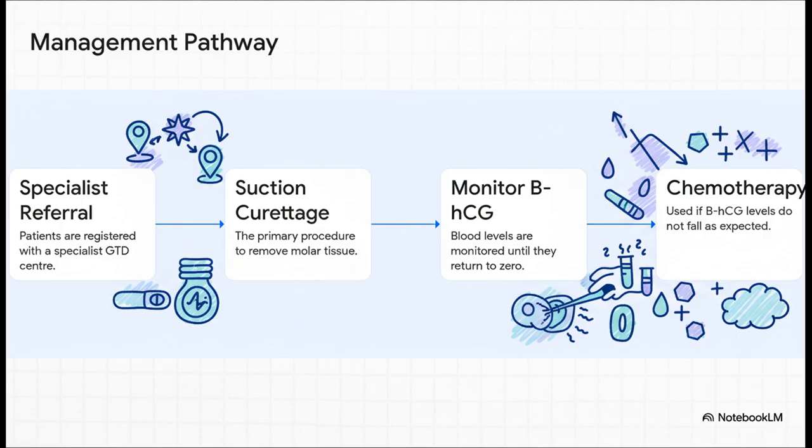Step 1 is getting referred to a specialist GTD center. These are the experts. The main treatment is a procedure called a suction curettage, which is a gentle way to remove all that abnormal tissue. But then comes what is maybe the most critical part, the follow-up. Doctors will carefully monitor those HCG levels all the way back down to 0. This is to make absolutely sure no abnormal cells are left behind. And in some cases, if those levels are stubborn and don't go down, a course of chemotherapy might be needed.